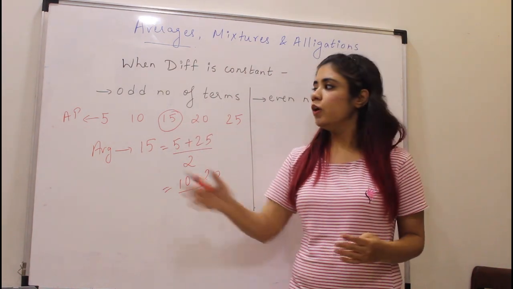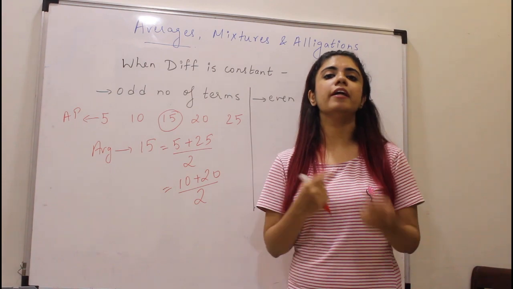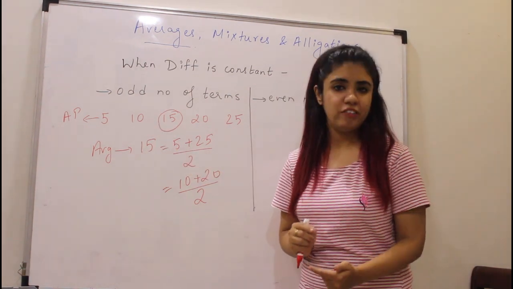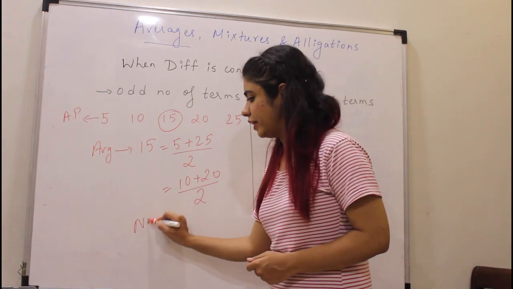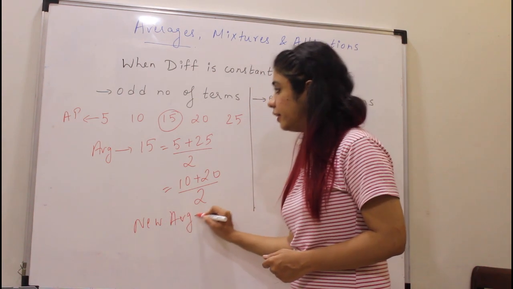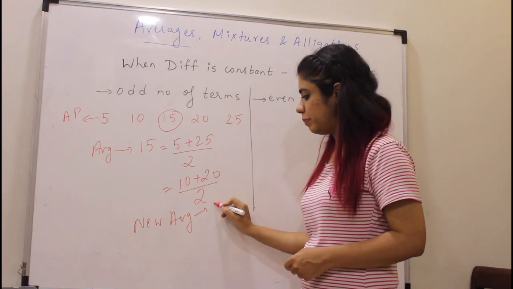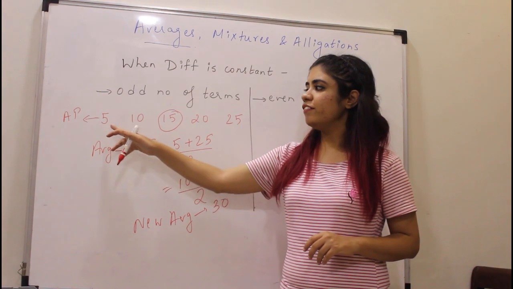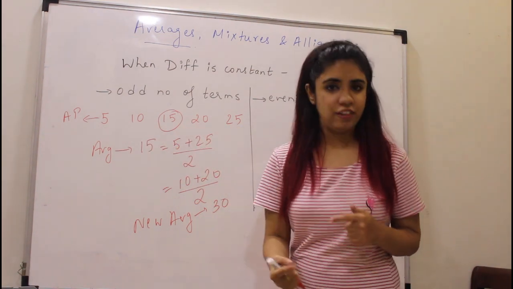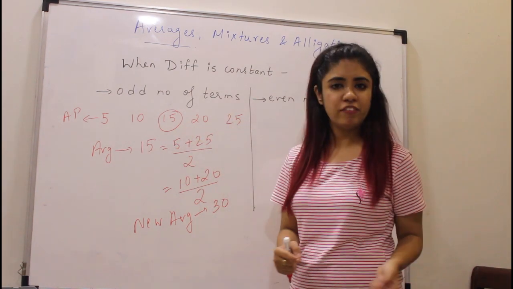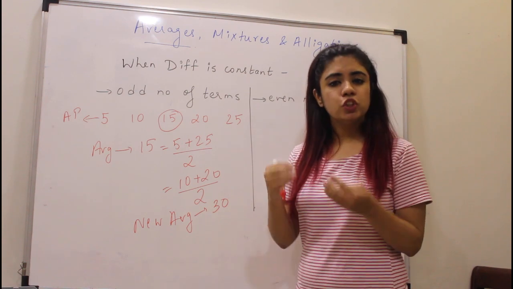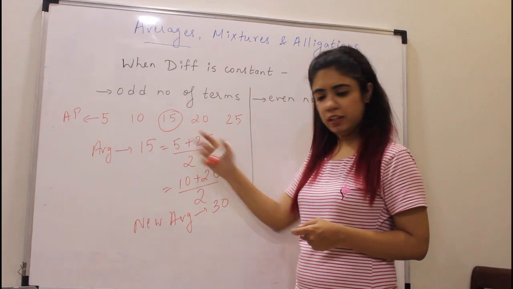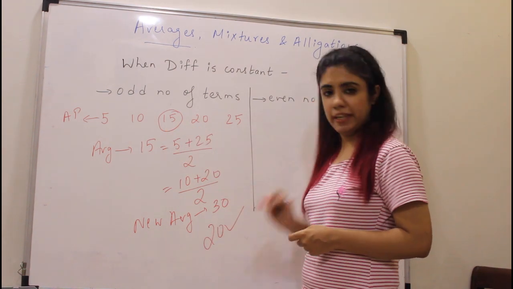Suppose all these numbers are doubled, what is my new average? My new average will be double of this, so it will become 30. Rather, if I ask you that if all the numbers increase by 5, what is the new average? Your average will also increase by 5. Your initial average was 15, your new average will be 20.